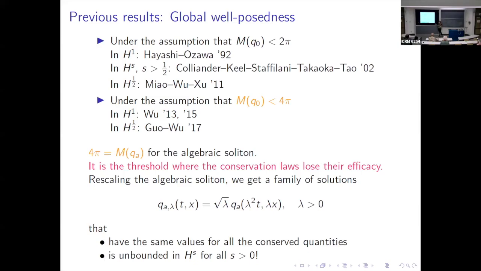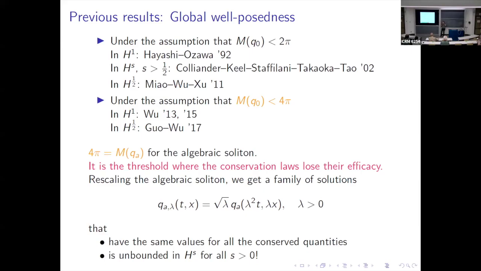So if I take the algebraic soliton and I rescale it, I'm going to get a family of solutions. As it turns out, they all have exactly the same values for their conserved quantities. Their mass is exactly 4 pi for all of them, and all the other conserved quantities are 0 for all of them. So exactly the same conserved quantities for all of them. But this family is unbounded in H^s for all s positive.